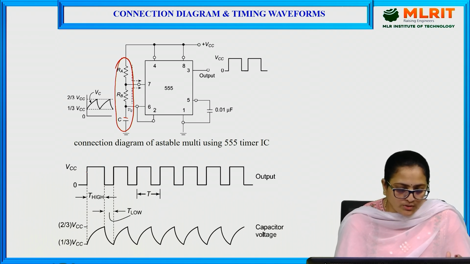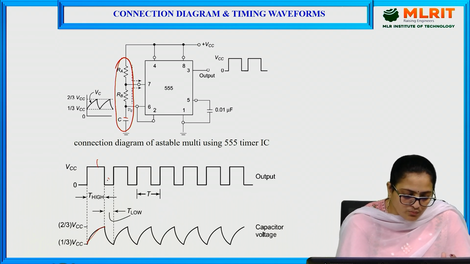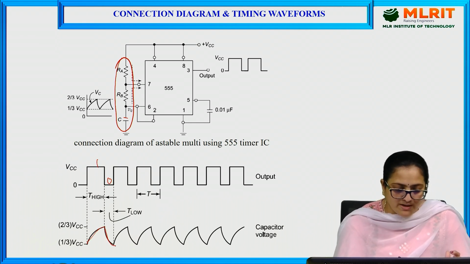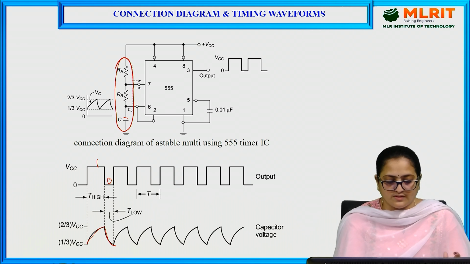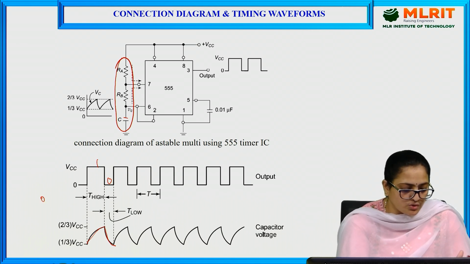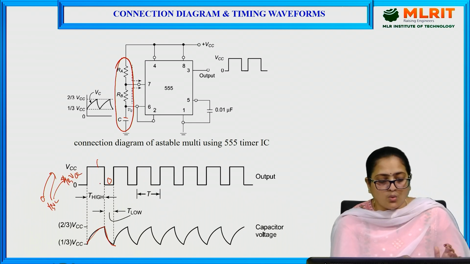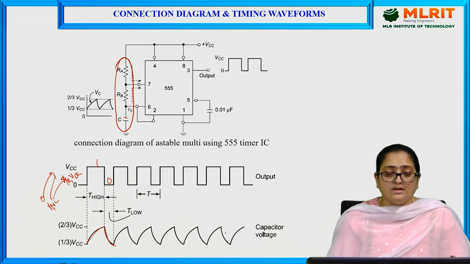When your output is changing from 0 to 1, the capacitor is charging towards the 2/3 VCC. When it is moving from 1 to 0, it discharges towards the minus VCC. Just now what we have discussed here. It always triggers from 0 to 2/3 VCC and from 2/3 VCC to 1/3 VCC and again from 1/3 VCC to 2/3 VCC, based on the voltage which you are giving across the transistor.